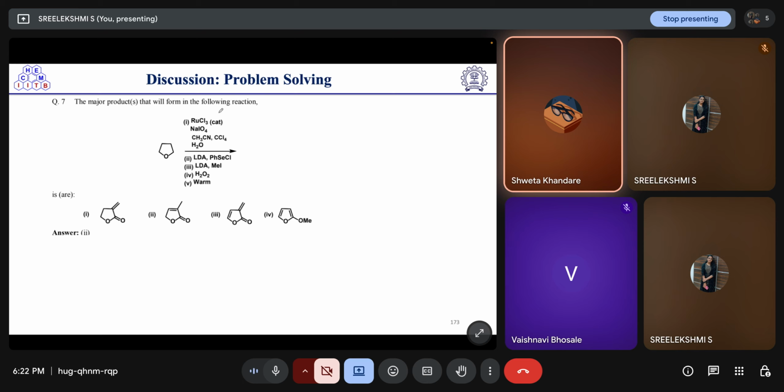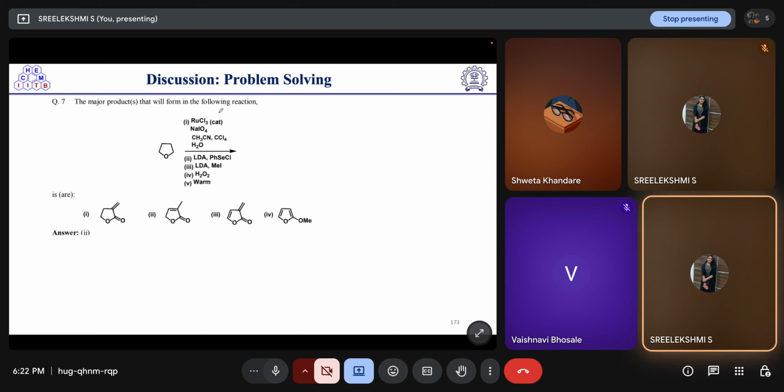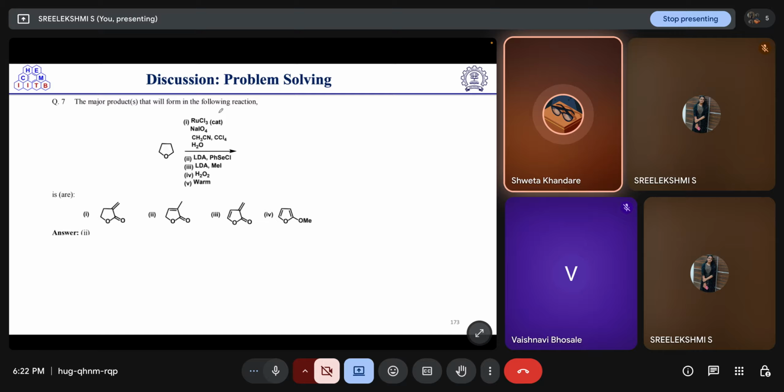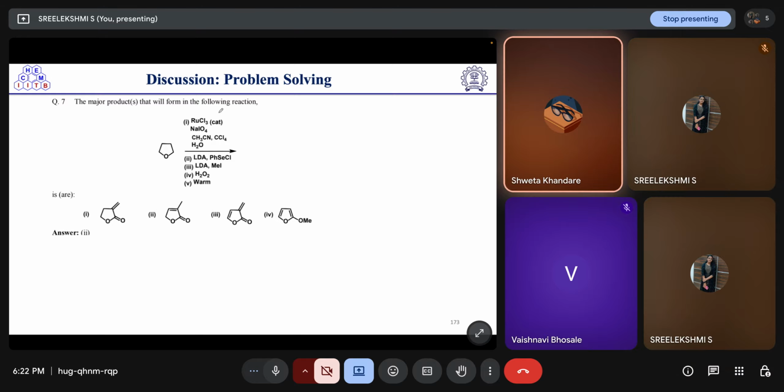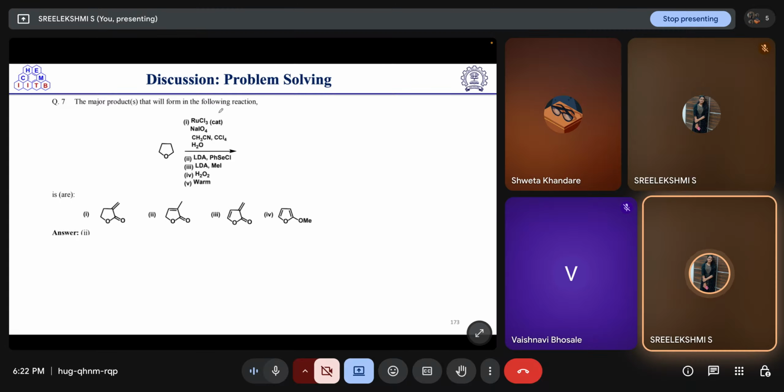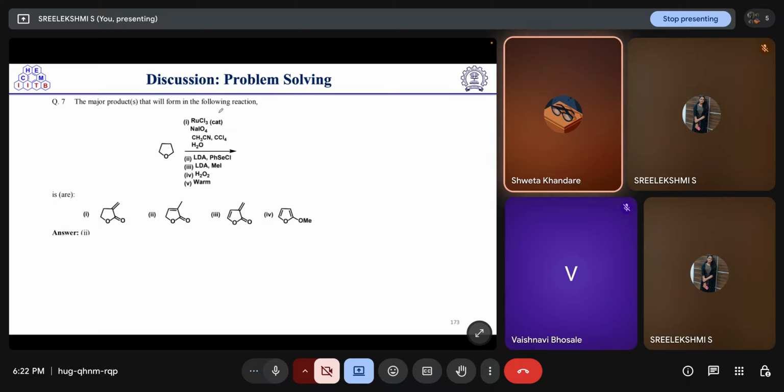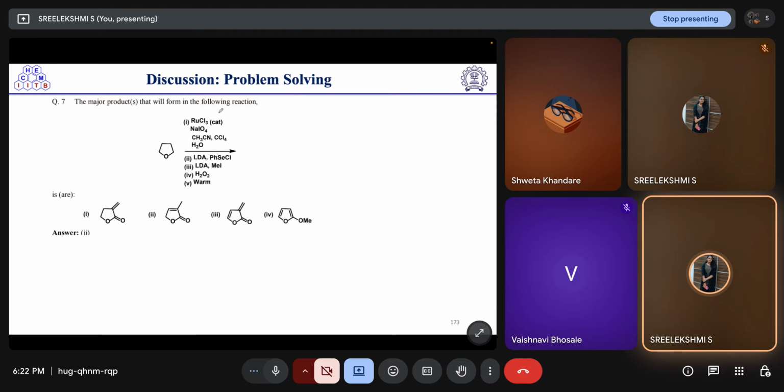Option number 2. Yeah, can you explain? Ruthenium tetroxide converts cyclic ether into lactone, right? Yeah. Then second step, what is happening? What will LDA and phenyl selenium chloride do? This reaction we have seen in the first week or second week lecture.